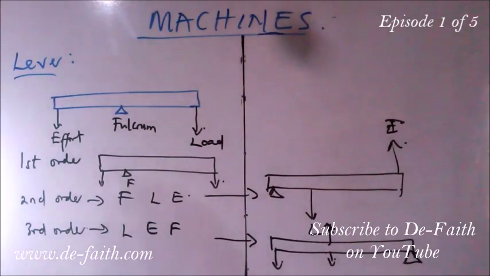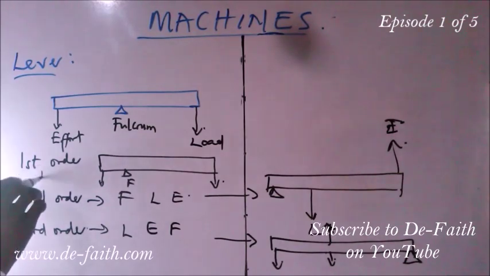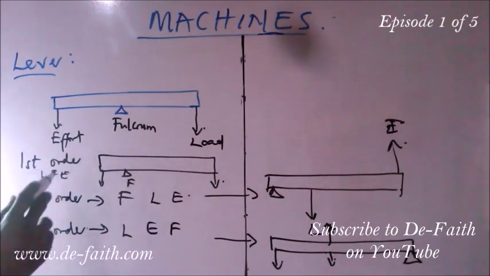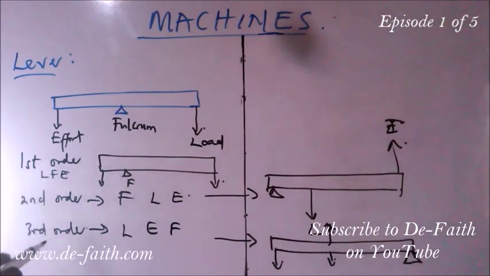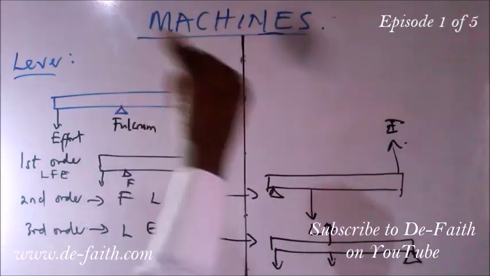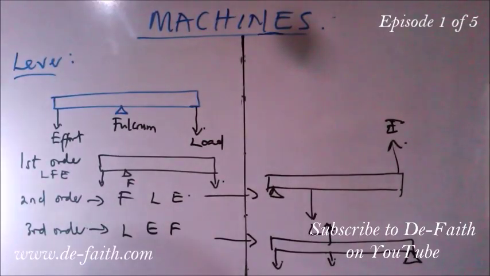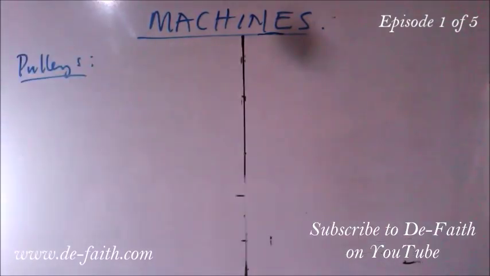Alright, so in the first order, we have the arrangement as load, fulcrum, effort, or it could be the other way around, as effort, fulcrum, load. The important thing is that the fulcrum is at the center. In the second order we have the load at the center, and in the third order we have the effort at the center. Examples of third order lever include your forearm, such as this, and the tongs, that is the sugar tongs, and so on.